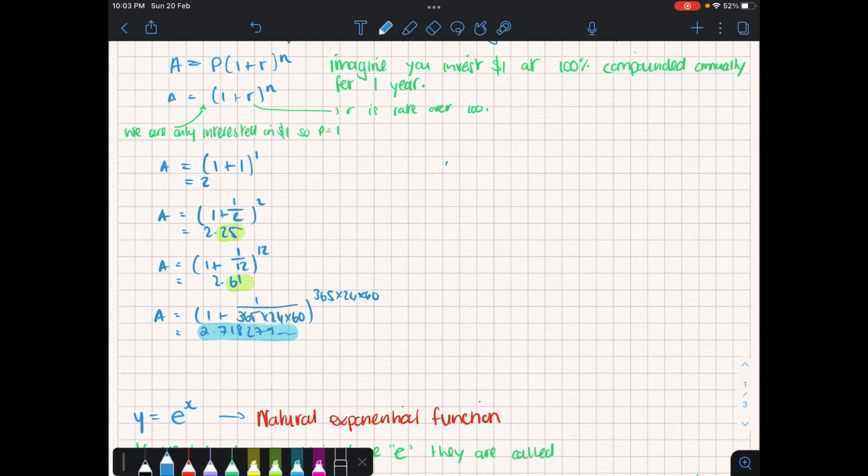Well, it's the idea that if we took an amount of $1 and compounded it at 100% interest, but we invested it at a period approaching infinity. In other words, we wanted to calculate the interest at a micro level.